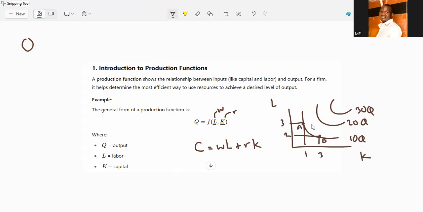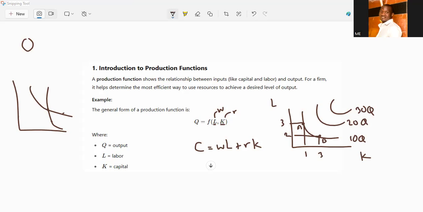So they're convex, they don't crisscross. You cannot have this one here. It will defy this law because you're going to produce 10 units here and 20 units here. What are you going to produce here? It can't be both. They don't crisscross. The other is that the isoquant further right from the origin offers a higher level of production output. So as you go further away from the origin, you produce more output.